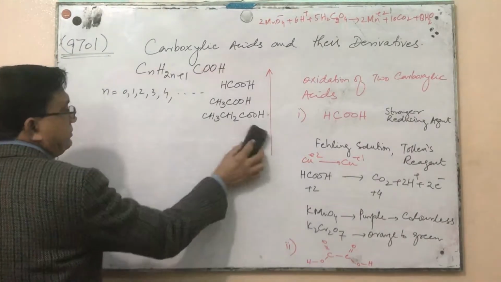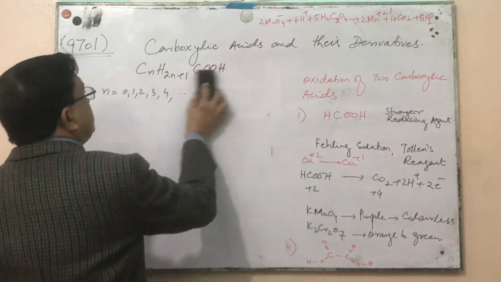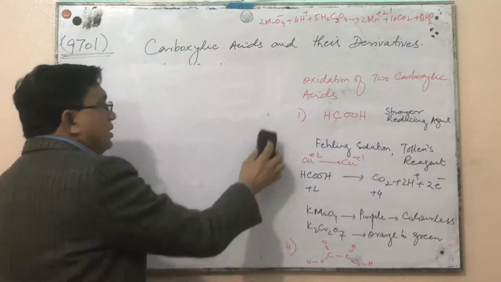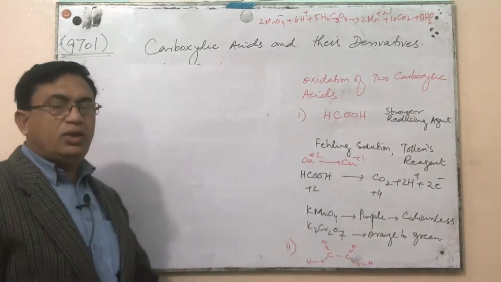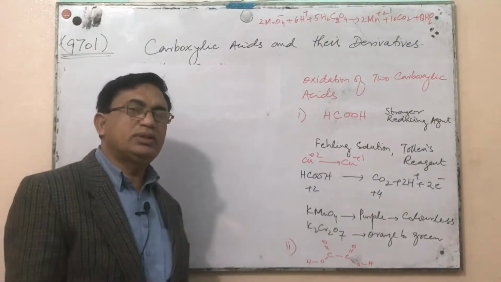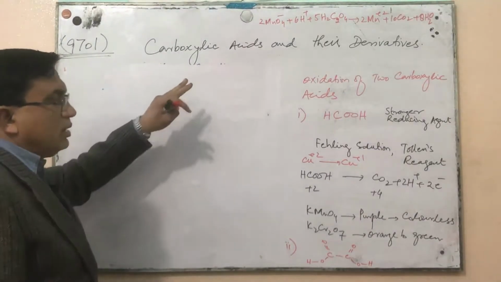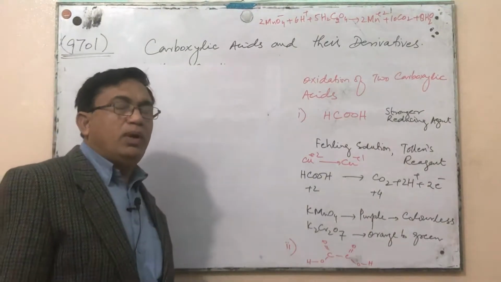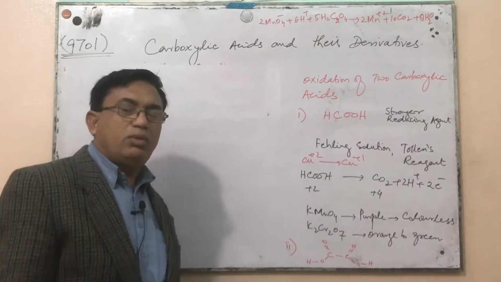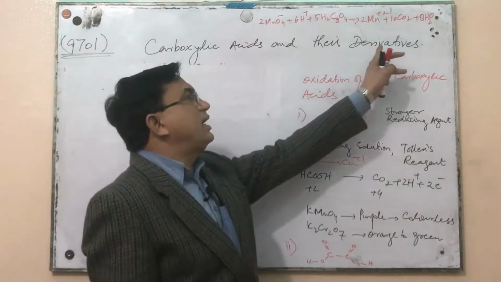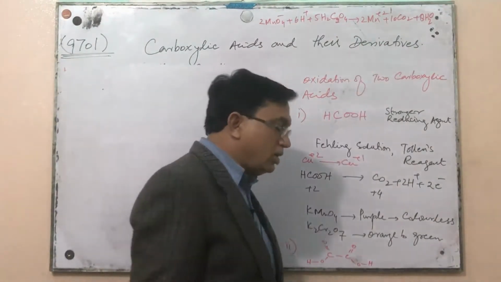Next is the derivatives. What are the derivatives? Chloroethanoic acid, dichloroethanoic acid, trichloroethanoic acid, and all other compounds which are prepared using a carboxylic acid as a starting material are called derivatives of carboxylic acids.